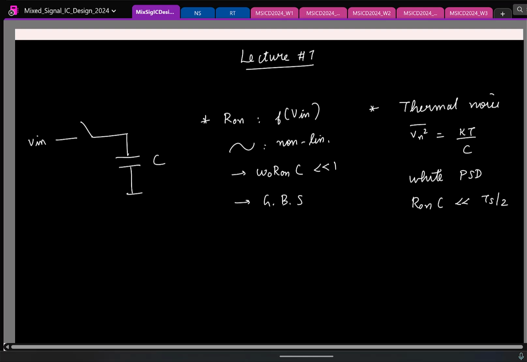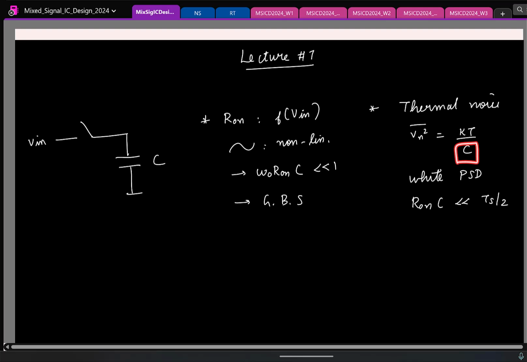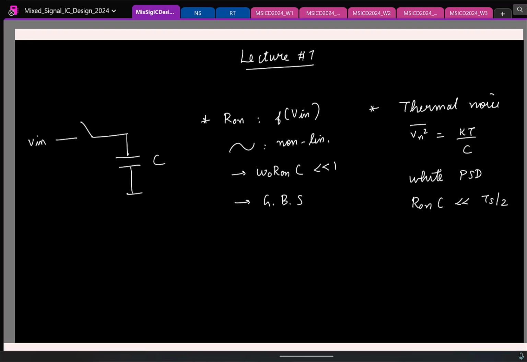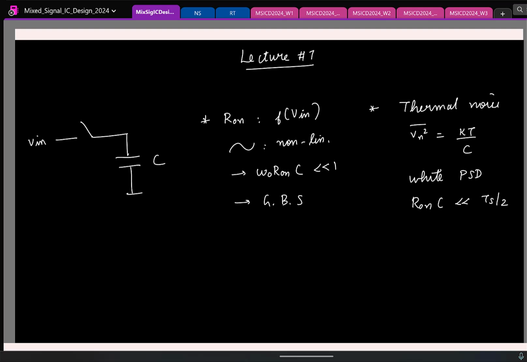Now, unlike non-linearity, where you could do a couple of things to reduce its effect, noise is something fundamental. There is really not a lot you can do about it, right? It's a fact of life. We have to live with it. The only thing you can do to reduce noise is to increase the sampling capacitance. So you need to know how to deal with or analyze noise, and make sure that you design your circuit so that even in the presence of this noise, your circuit has the required effective number of bits. That's all you can do.